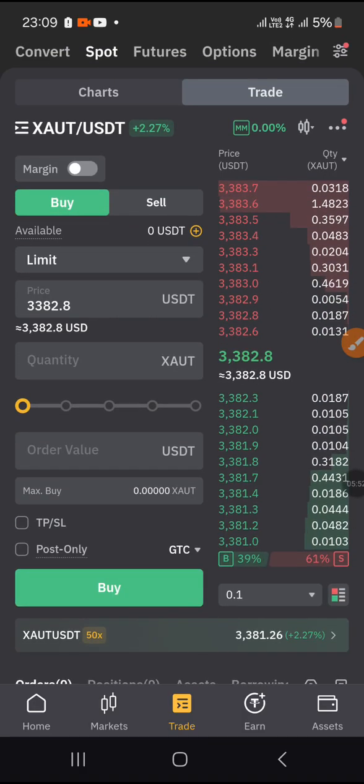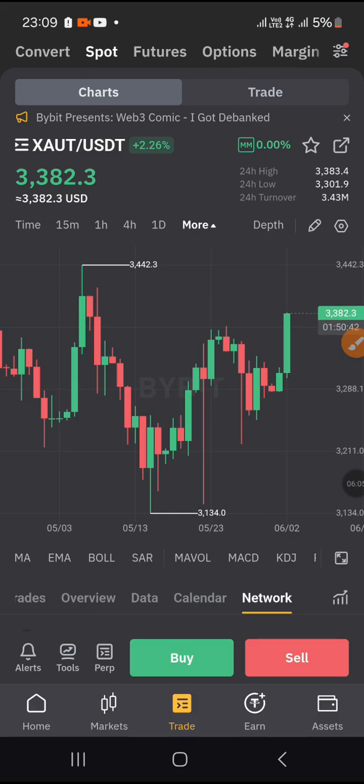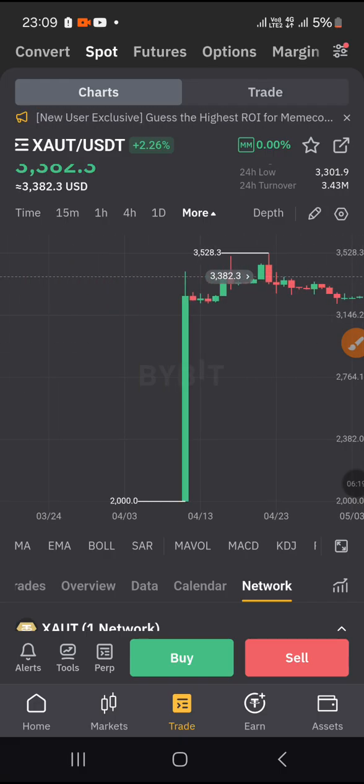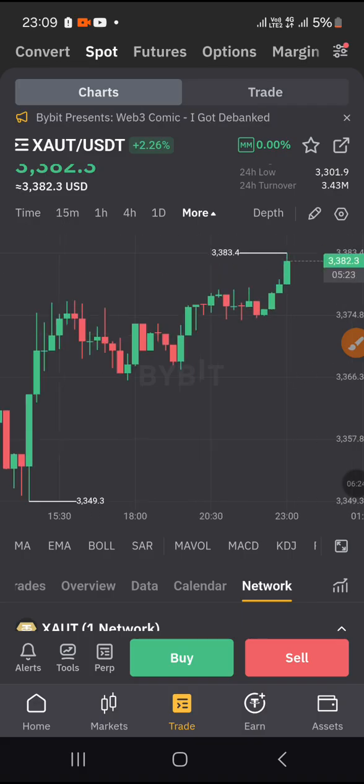Coming to this place, you can turn this on in order to buy with your total capital, or you just input the volume of a particular XAU you want to buy. You can see this. As I said, XAU is gold. So if you buy it carefully, you can keep watching carefully, and you're going to see how it really works.